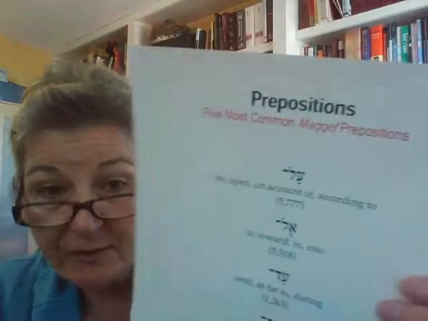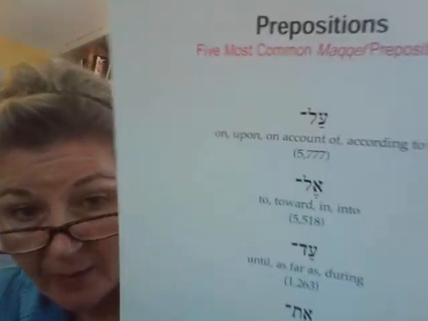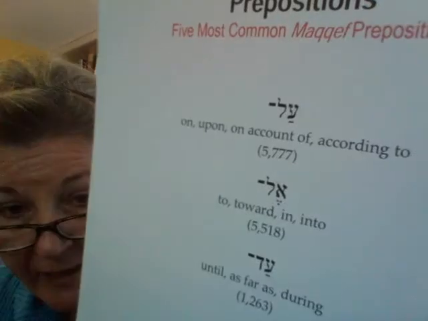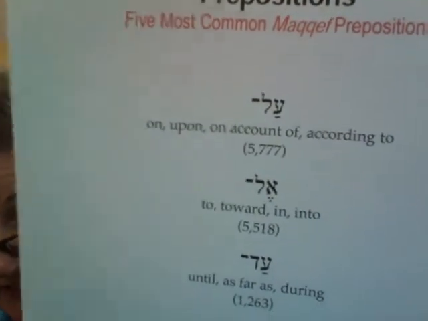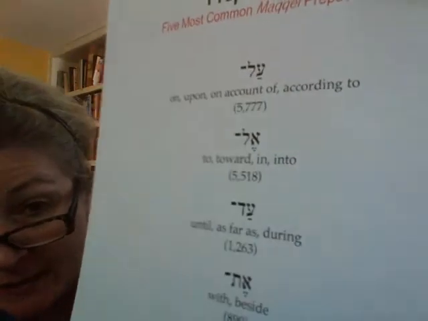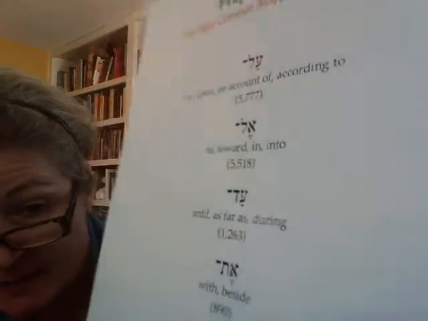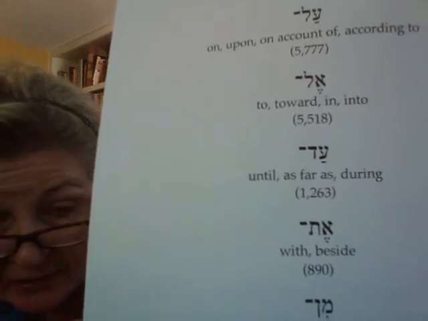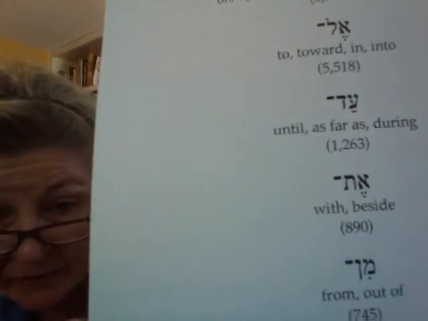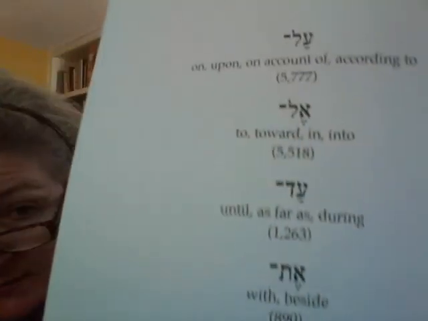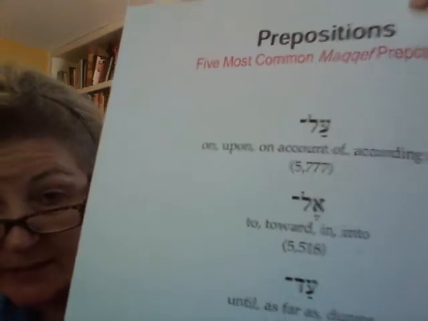Now, here are the 5 most common makef prepositions. You have al with a makef. This is on, upon, or on account of, according to. It occurs almost 6,000 times in the Hebrew Bible. Then you have el, which is in or toward. It also occurs 5,500 times. Then you have ad, until, as far as, during, 1,200 times. Et, with or beside. Min, from or out of. And so these are the prepositions with the makef that are most common in the Hebrew Bible.